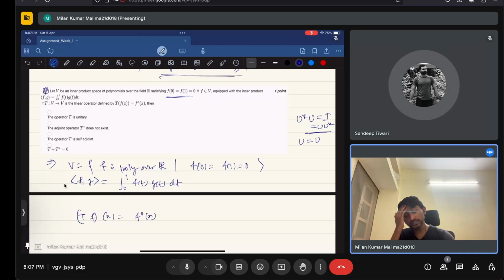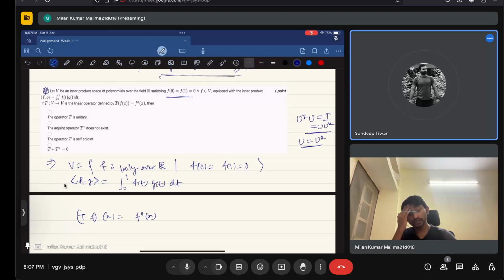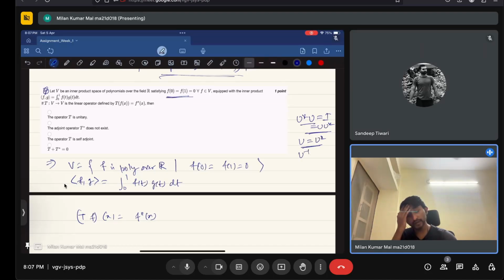Self-adjoint means it is the same as its adjoint. So if an operator is unitary, then it is invertible and its inverse is its adjoint. Along with that, if it is self-adjoint, then U equals U inverse. That means U is idempotent. Okay, so these two things are obviously not that much connected.